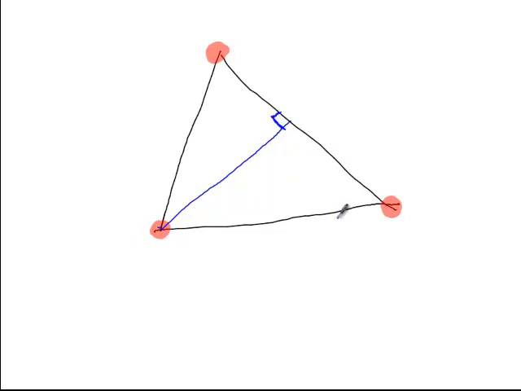Now that's not too tough, that makes sense. Now I'm going to do it with this point. I'm going to draw a perpendicular line from the point, or from the vertex, to the opposite side. Then I'm going to do the same thing with this point.